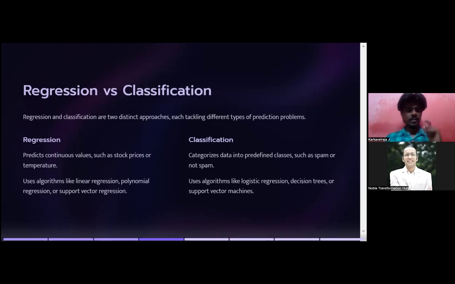Regression predicts continuous values, such as stock price or temperature. Whereas classification categorizes the data into predefined classes, such as spam or not spam. Regression is a continuous value, whereas classification is a categorical value. The algorithms used for regression include linear regression, polynomial regression, support vector regression, decision tree regression, random forest regression, and multiple linear regression. Different things are there.